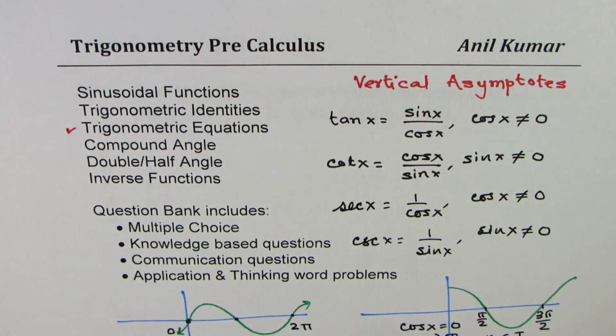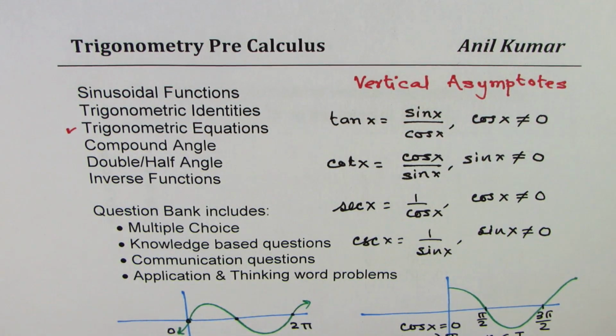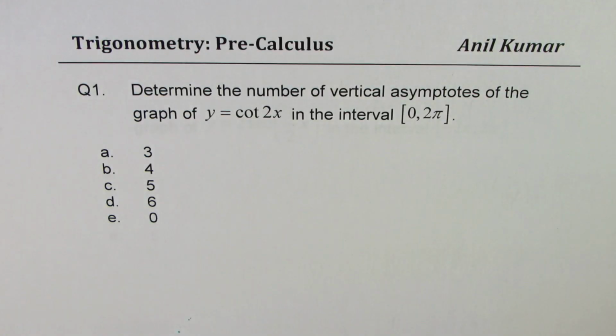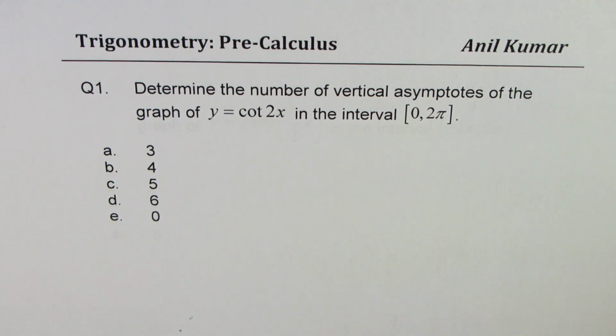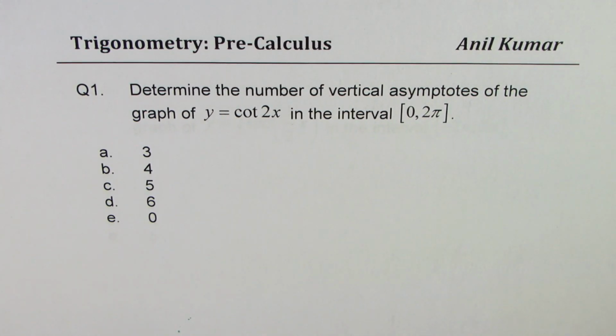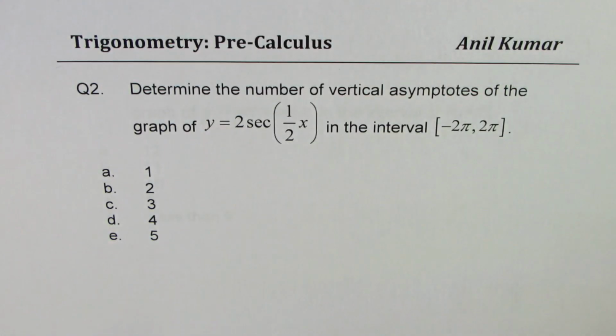Okay, now let's move on and see the questions first. So here is the first question. You need to determine the number of vertical asymptotes of the graph of y equals cot 2x in the interval 0 to 2 pi. Now, pause the video, copy this question, solve, and then look into other questions.